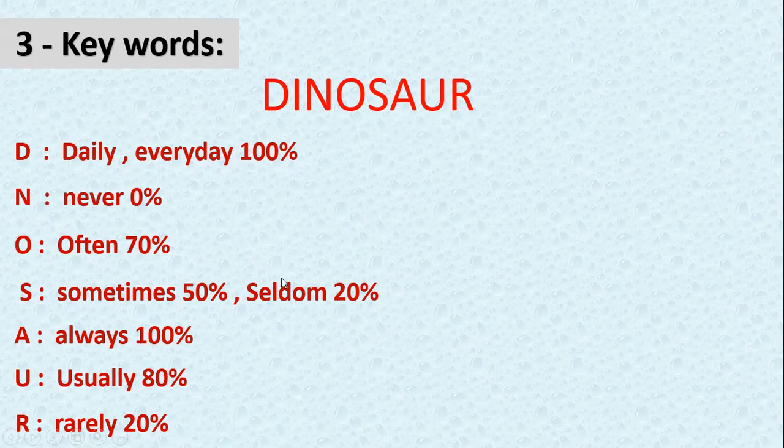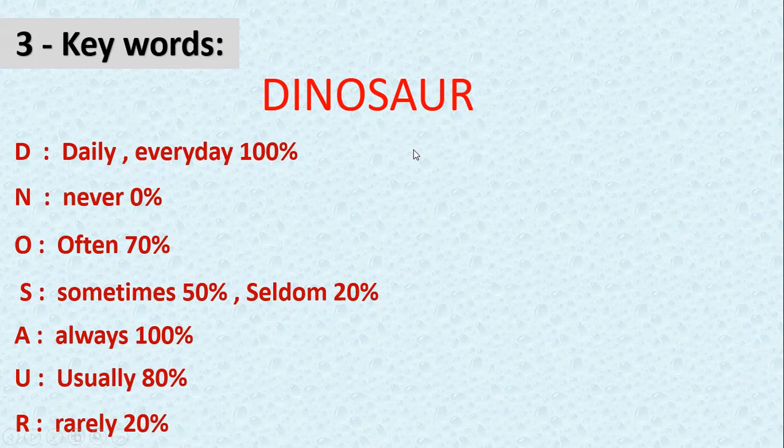And then we have seldom. Seldom like 20%, like a day or 2 days of the week. And then we have always. Always like 100%, like every day. And then we have usually. Usually is stronger than often, 80%. Rarely has the same meaning as seldom. Something that I rarely do, like 20%, like a day or 2 days.